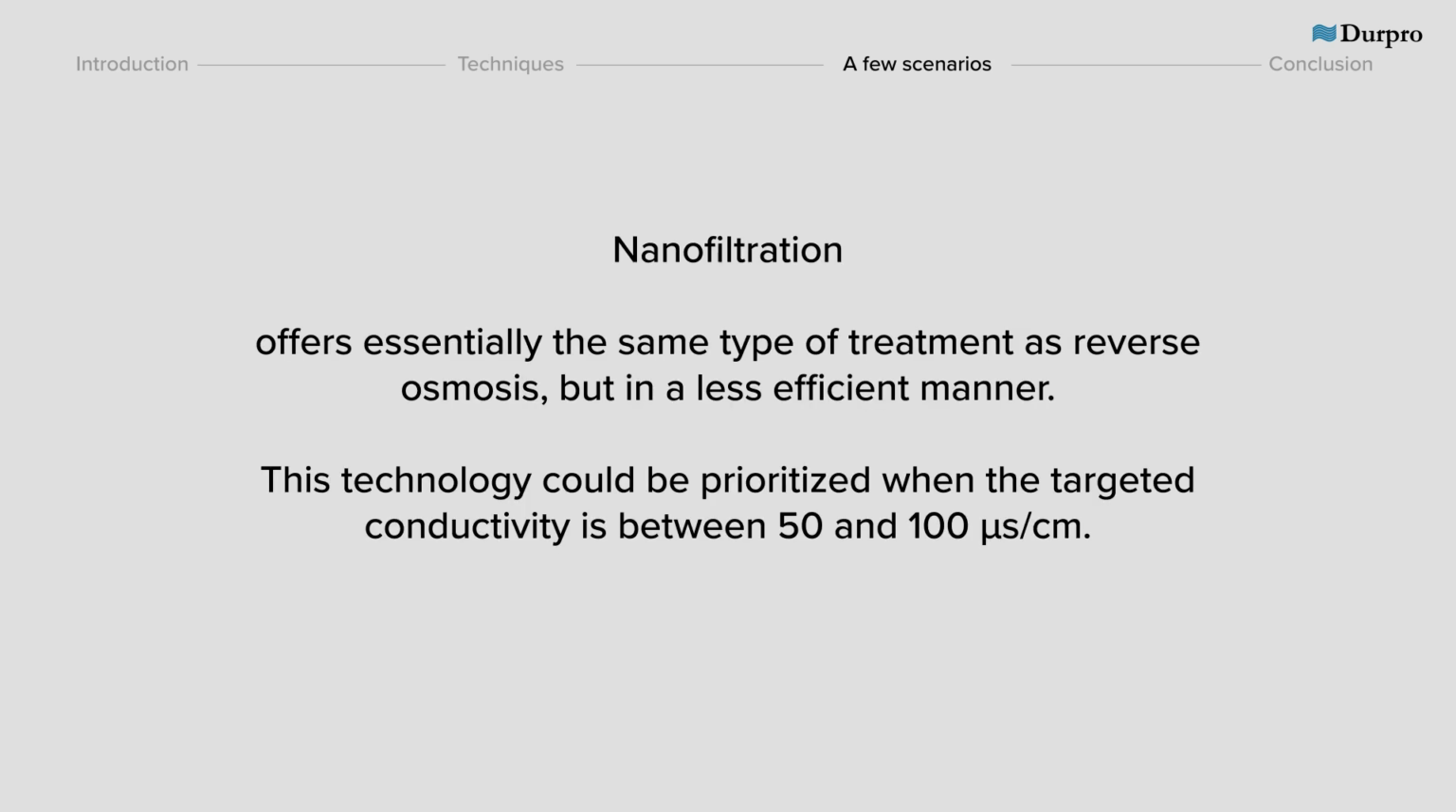As you may have noticed, these suggestions do not include the nanofiltration mentioned above. This is because nanofiltration offers essentially the same type of treatment as reverse osmosis, but in a less efficient manner. This technology could be prioritized when the targeted conductivity is between 50 and 100 microsiemens per centimeter.